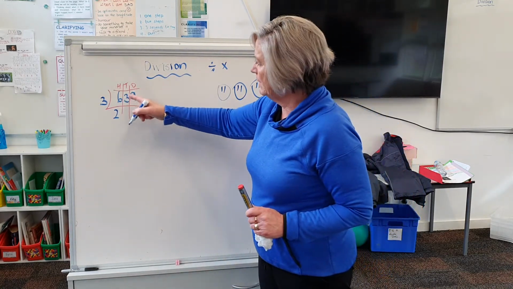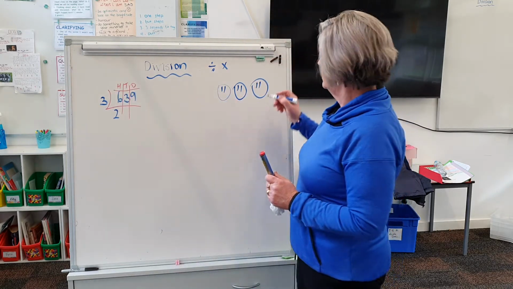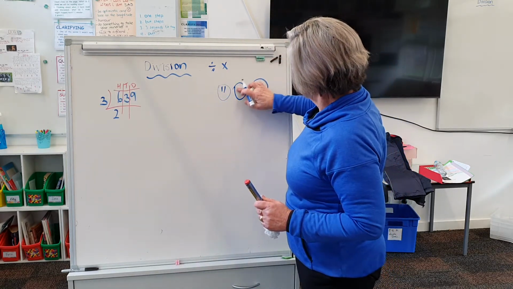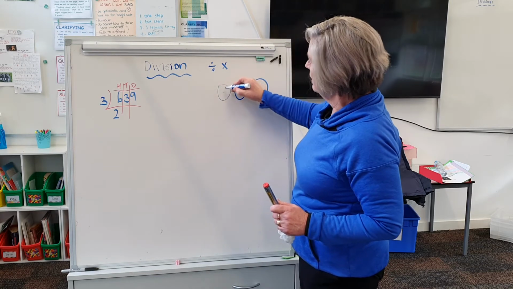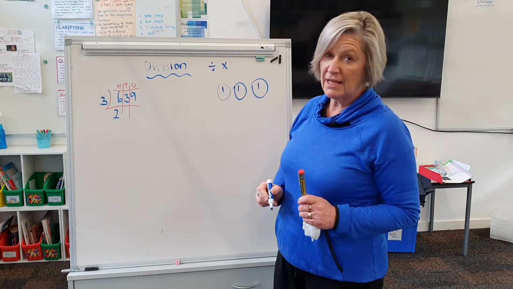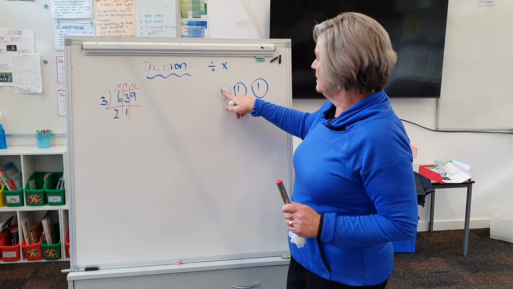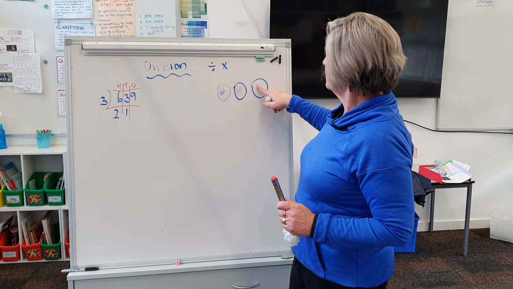We've got 3 bundles of 10 and we want to share between 3 people. So we'll rub these ones out and we'll share 3 bundles between 3. 1 bundle, 2 bundles, 3 bundles. So how many do they get each? They get 1. Okay, let's rub these ones out and let's move to our ones column.